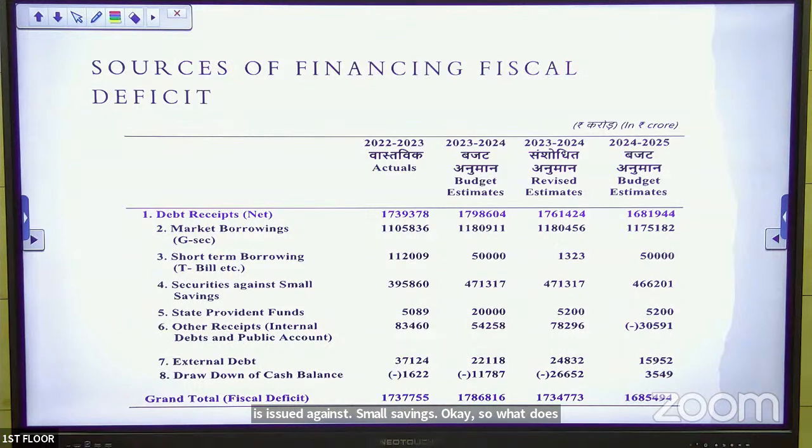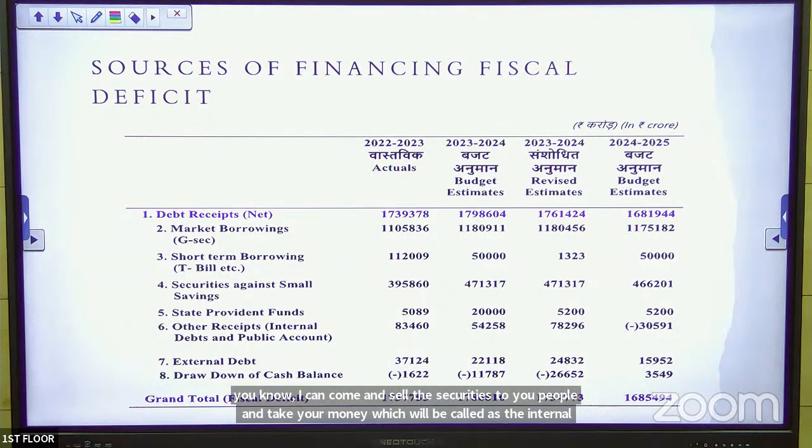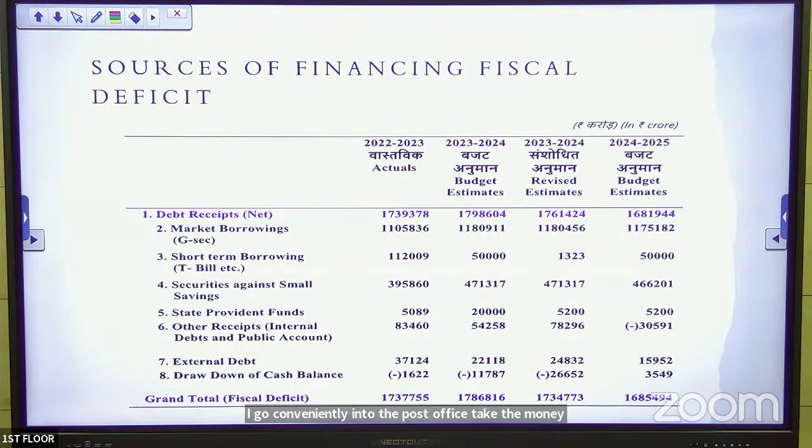Assume you are all the people and I am the government of India. You all have put your money into the post office in the form of National Small Savings Fund. Either I can come and sell the securities to you people and take your money, which will be called internal debt, or I go conveniently into the post office and take the money from the National Small Savings Funds, which will be called other internal liabilities, because you are all voluntarily doing some savings. The pension funds, the provident funds, the National Small Savings Fund, all these things are your voluntary behavior. I don't come and ask you directly. Rather, I take your money through the post office, which is the other internal liabilities.